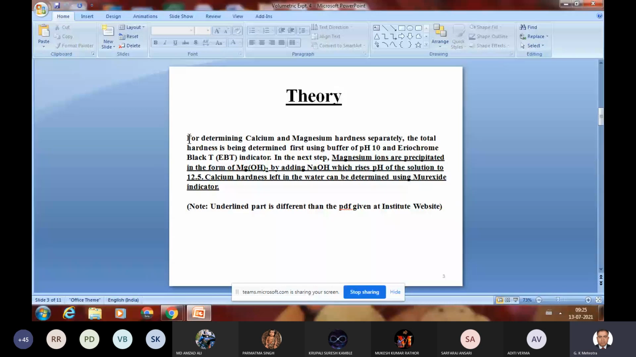What is this complexometric titration? You might have come across other titrations beforehand: neutralization titration, acid-base titration, and redox titrations. You are familiar with them. You used one in exercise number 1, the percentage of available chlorine in bleaching powder. That is basically a redox titration.